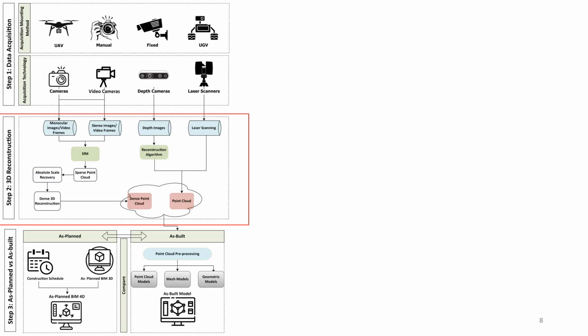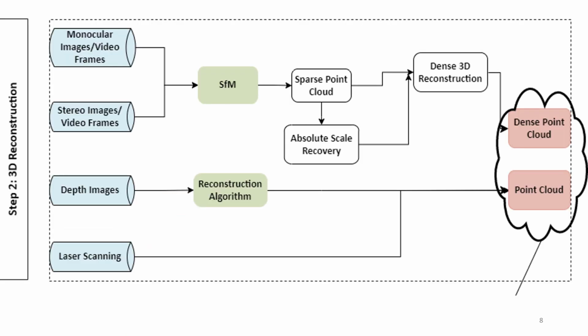Now, for the second step, after the data acquisition step, the next step is to process 3D reconstruction algorithms to generate the point cloud model. Each technology has a different type of output that needs specific steps to follow. For instance, laser scanner output already generates point cloud model and does not require further processing. Also, depth cameras generate depth images which contain 3D coordinate information along with color information. This information is used for mapping and executing 3D reconstruction.